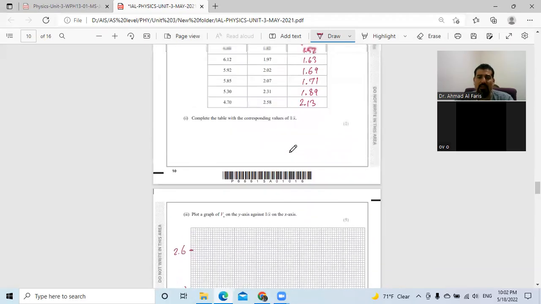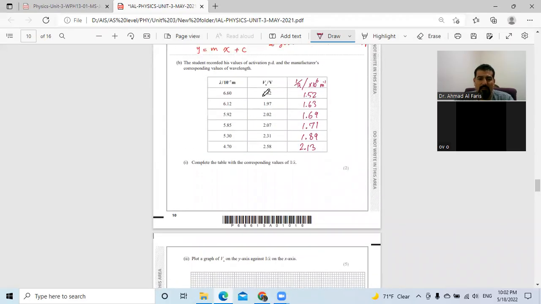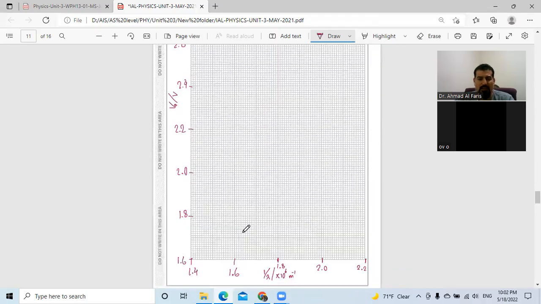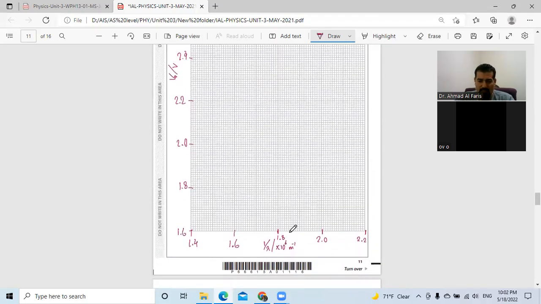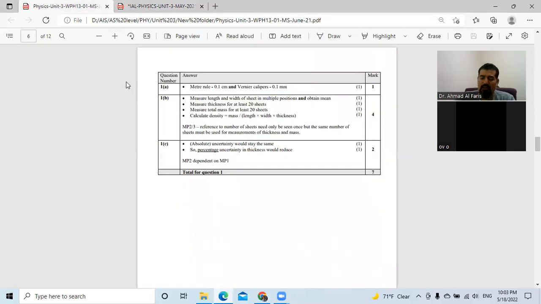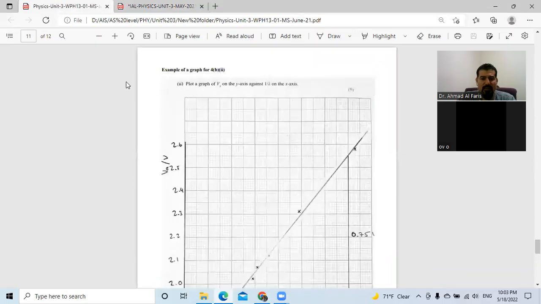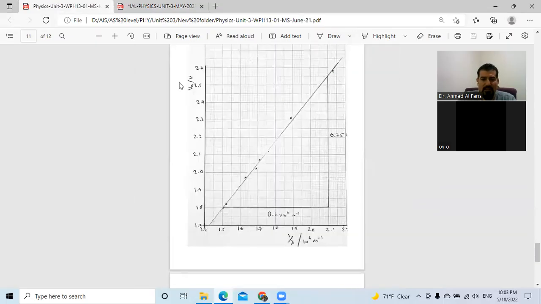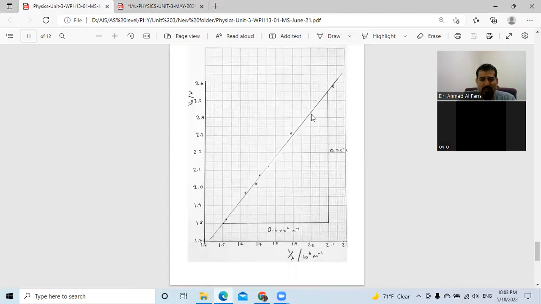Then I'll put the points. The first point, let me look again here. It's 1.8 with these. Okay, so I put the points: 1.82 with 1.52, somewhere here. And I continue plotting the graph. Let me check how they plot it on the mark scheme. Yes, look here. They draw the best fit line, a straight line.